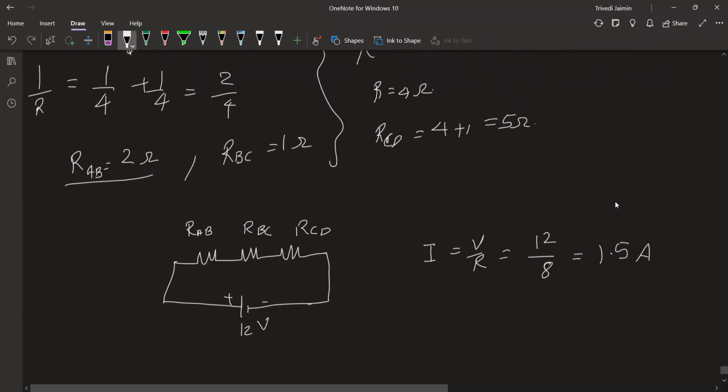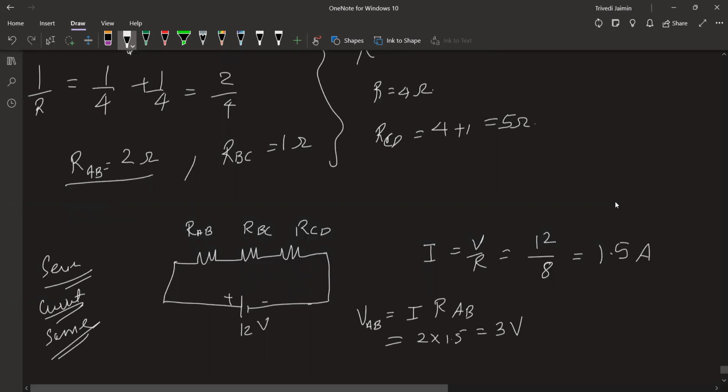Now we have the question as VAB. I is common because it's in series. In series, current is the same. VAB is I times RAB, which is 2 into 1.5, which is 3 volts.